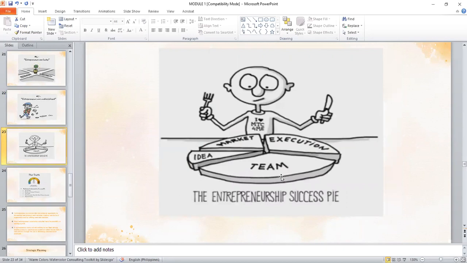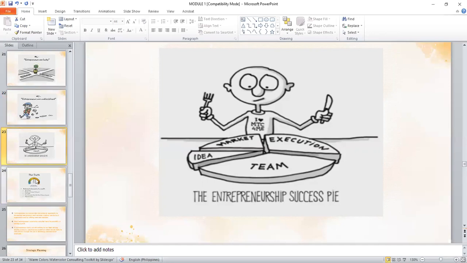that you should be working as a team. So, it's not individualist. You are not a mercurial individualist. It's a team. You have this small idea, you develop it into your probable market after market research, and you execute that particular idea. So this is the pie, the success pie of a successful entrepreneur.